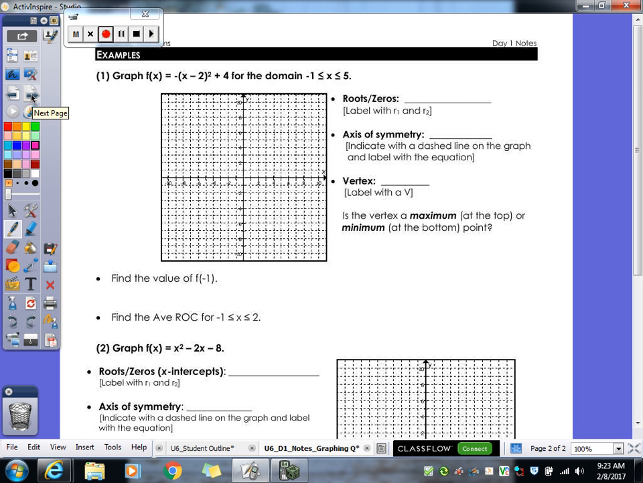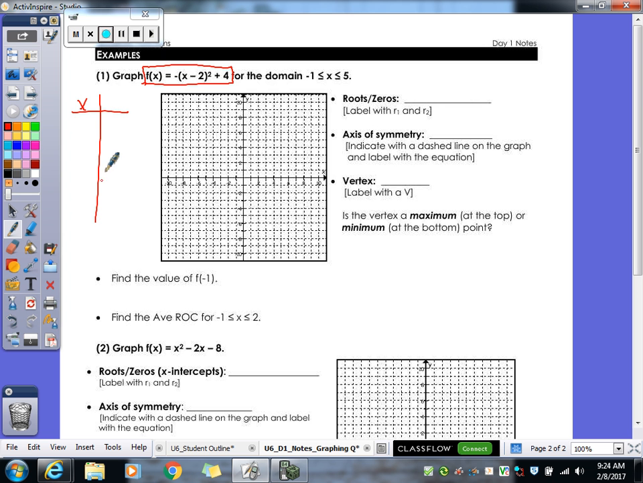All right, let's take a look at our example on the back here. So this time they tell us to graph f of x. This is still a quadratic. It's just written in a different form, which we'll talk about in a couple of days. But still a quadratic equation there. This time they gave us the domain. They gave us the x values to use.